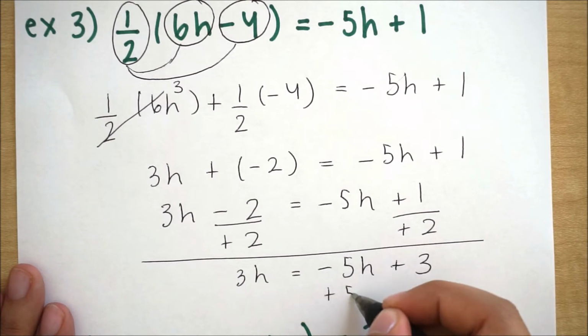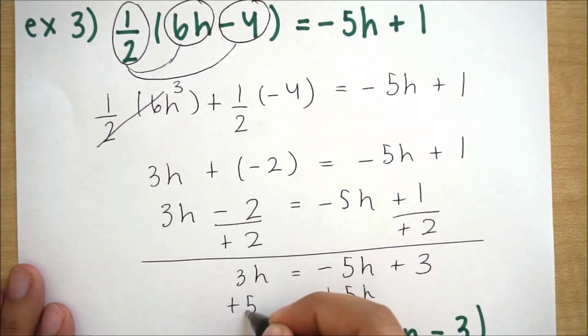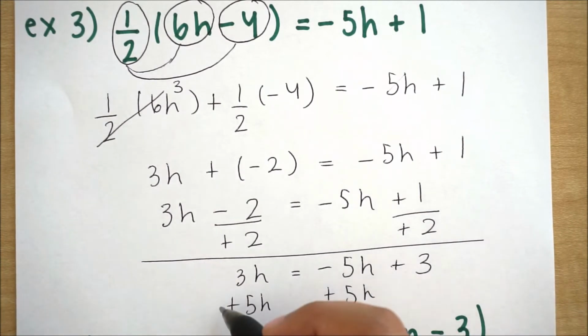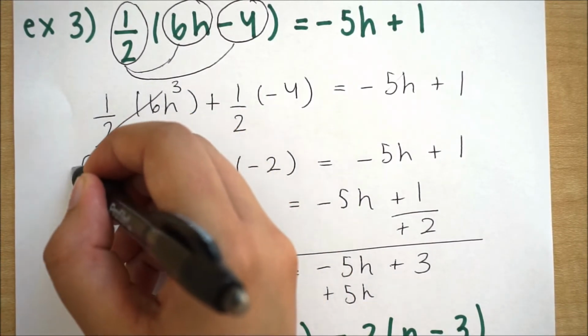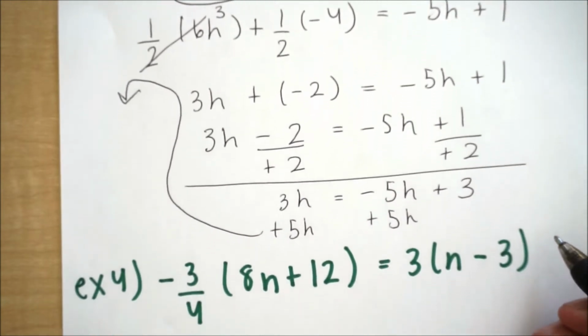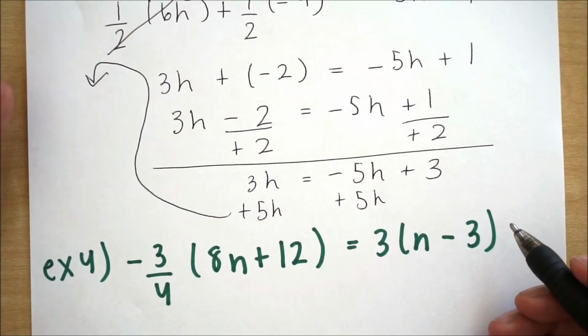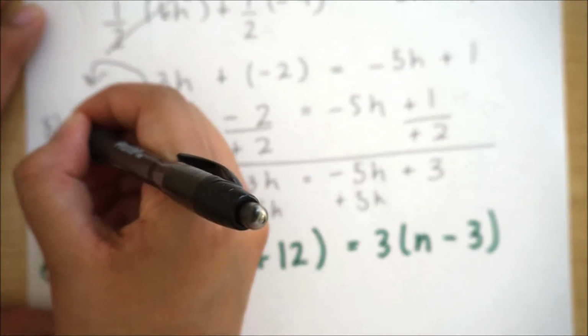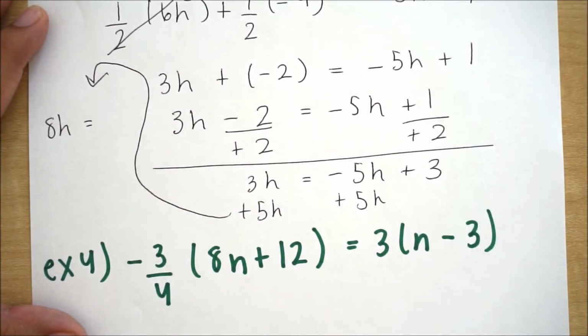And now we want to get rid of the negative 5h on the right side. So I add 5h to both sides. And by doing that, I am able to get 3h plus 5h, which is 8h. And on the right side, I'll be able to say that negative 5h plus 5h is just 0. So I don't even have to think about it. So it'll be 8h is equal to 3.